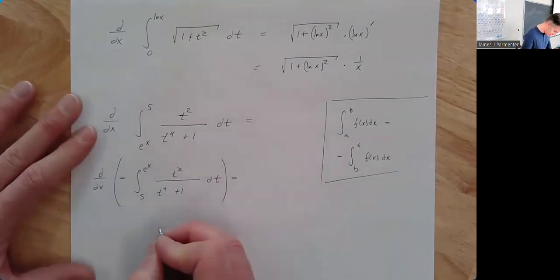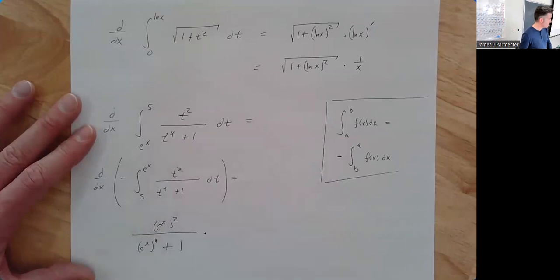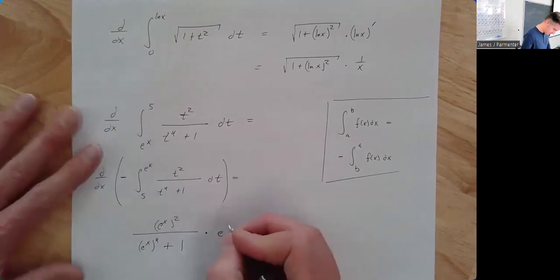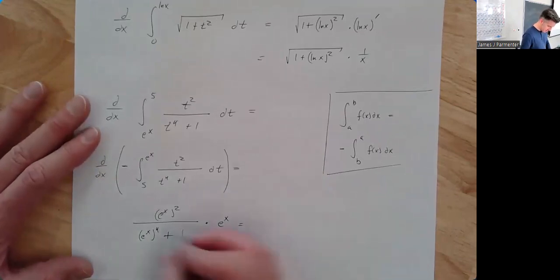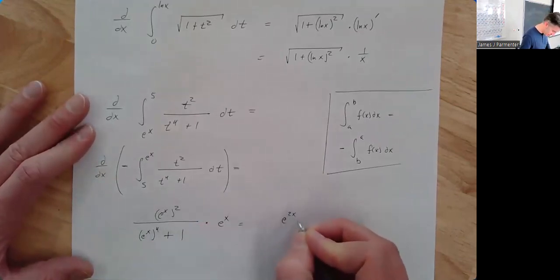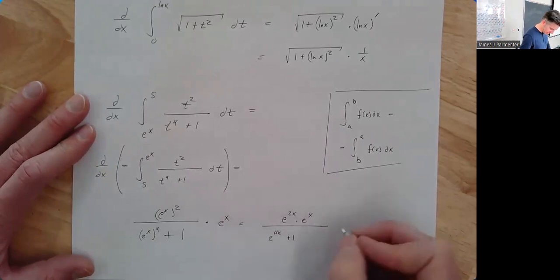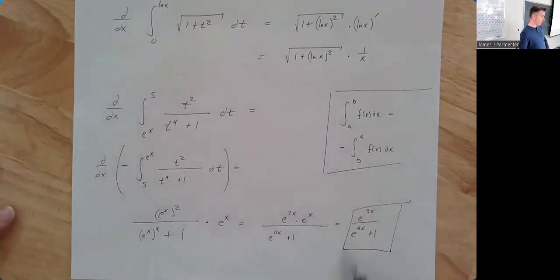So here we're going to get e to the x squared over e to the x to the 4th plus 1, times the derivative of e to the x, which happens to also be e to the x. And if I were simplifying this, e to the x squared is really e to the 2x, times e to the x, over e to the x to the 4th, which is e to the 4x, plus 1. So I would write this as e to the 3x over e to the 4x plus 1. Actually, I probably wouldn't, but I would know that this is what I would look for if I was trying to check a solution in the textbook. They would probably simplify it this much.